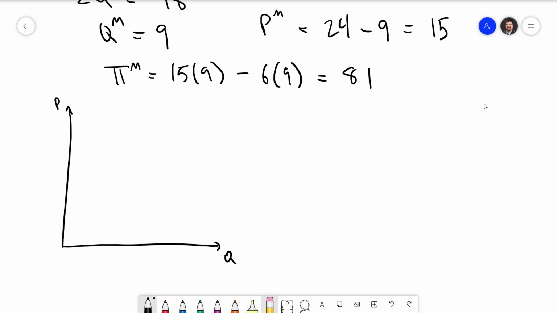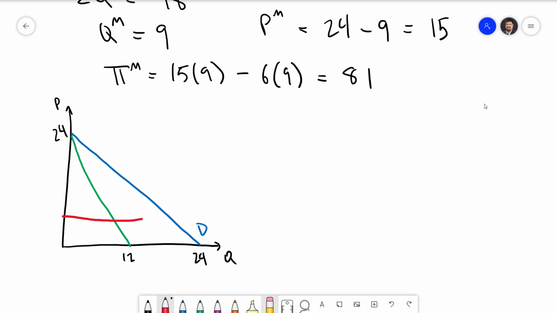Our demand function was Q equals 24 minus P. I'm going to draw that in. In our demand function, the intercepts are both 24. Remember that they may not be the same. It's just because the slope was -1. Marginal revenue function has double the slope, and so that has an intercept of 12. And then finally, I'm going to draw our marginal cost function, which is just 6. And that's going to be a horizontal line right here at 6.